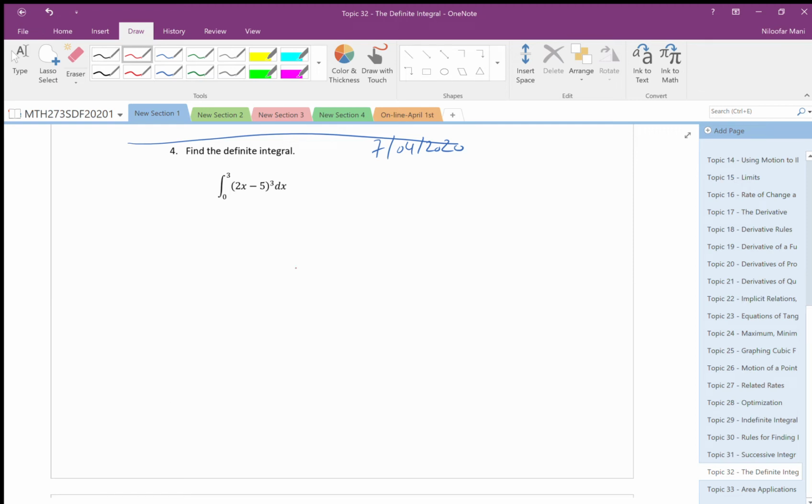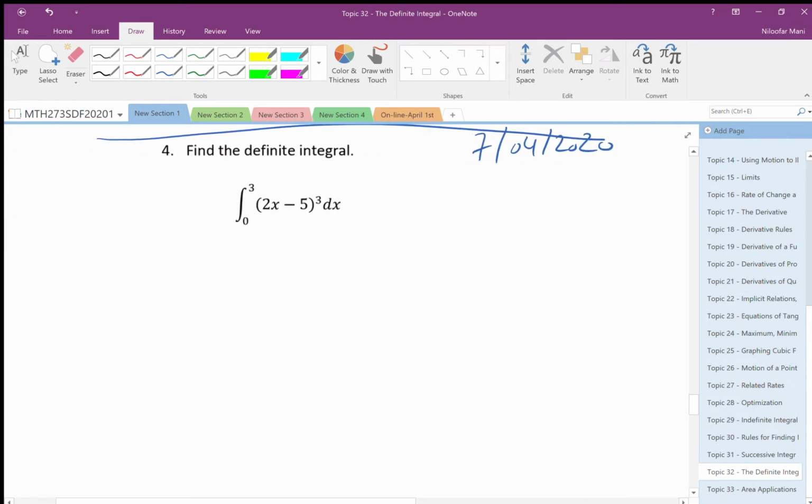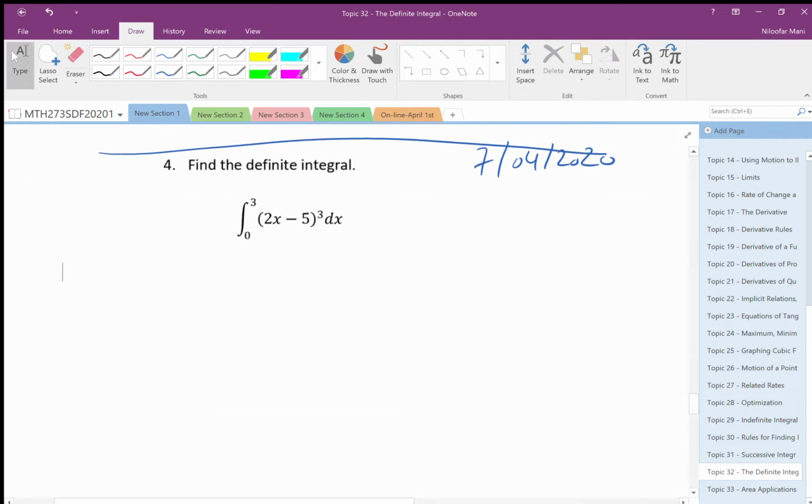Hi, I continue on the lesson here. So here the question is very interesting because I have boundaries from 0 to 3 and I have u here. Okay, so first of all, I want to do it step by step. First of all, I forget 0 and 3. And then I say, okay, so I have integral (2x minus 5) power 3 dx.